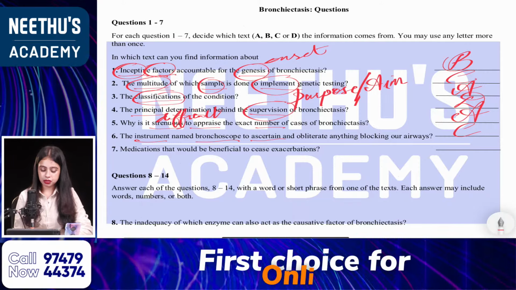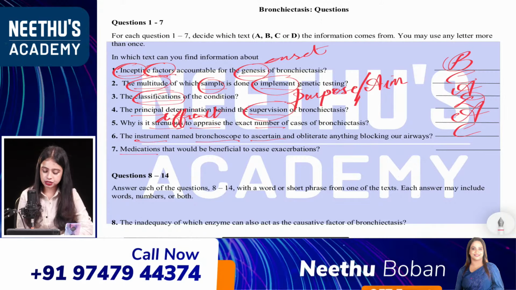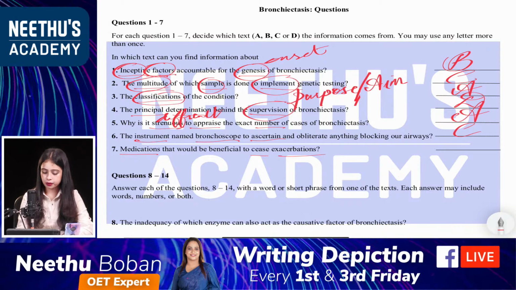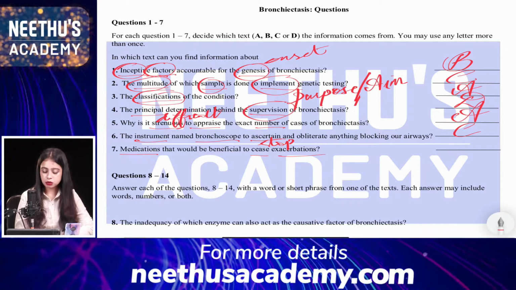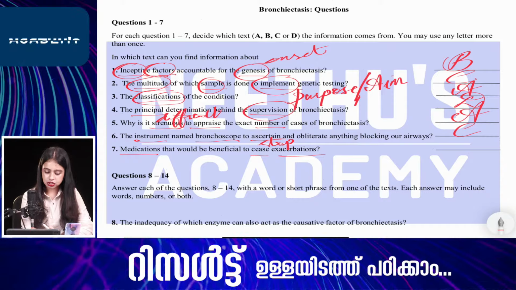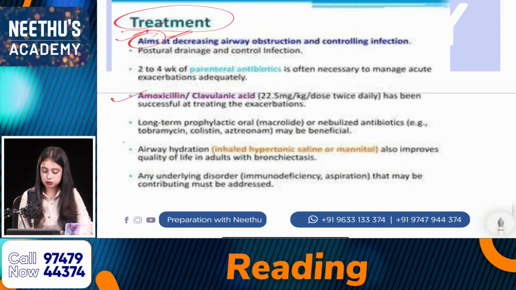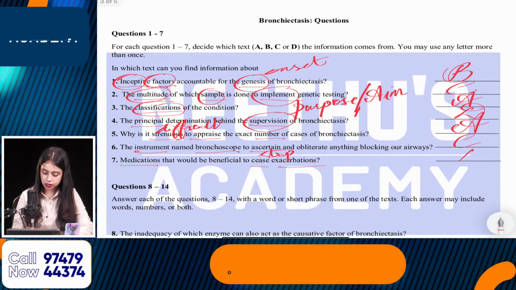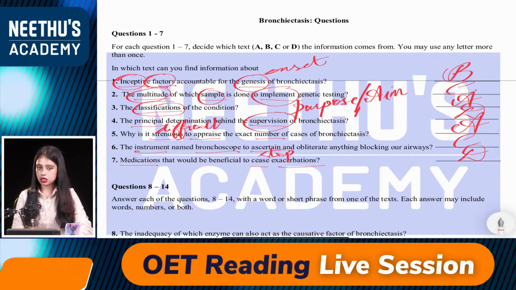And the last one, seventh one, medications that would be beneficial to cease exacerbation. So my keywords: medications, cease, exacerbation. Cease means stop. So where are the medications we use to stop the severity mentioned? In the treatment section, where a lot of medical terms and medicines are mentioned. So answer is again from text D. So these are the answers: B, C, A, D, A, C, D.